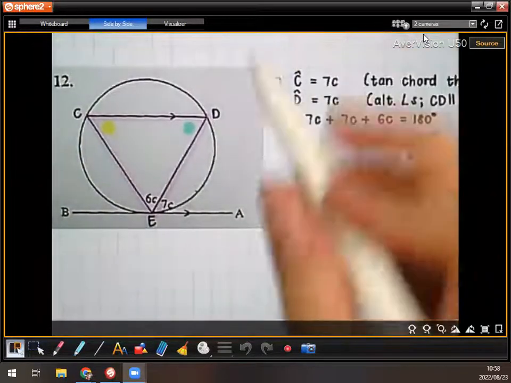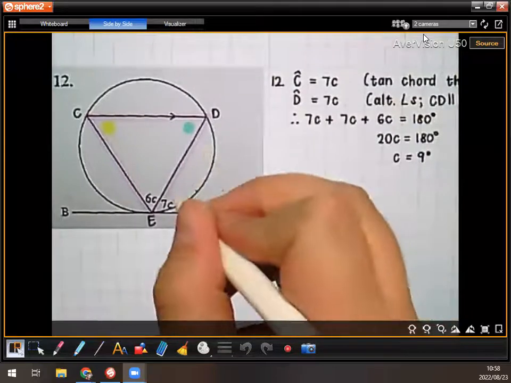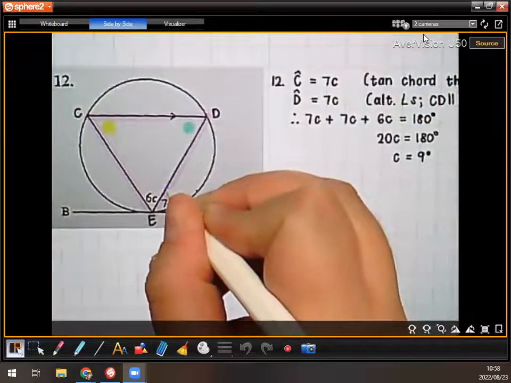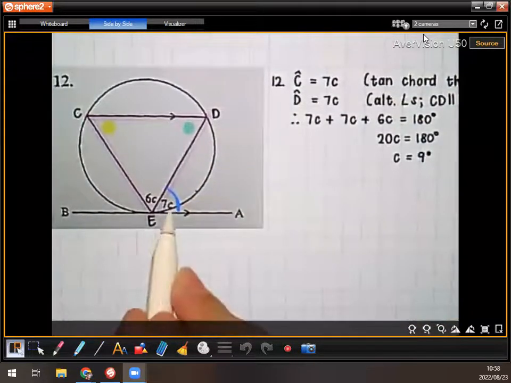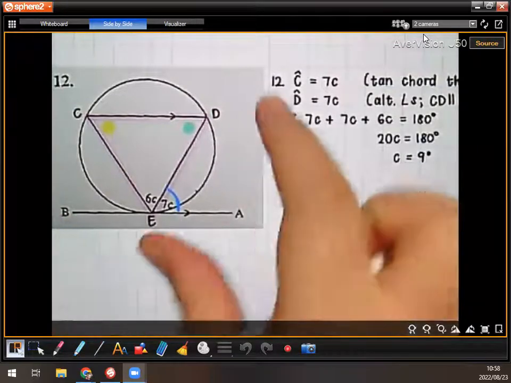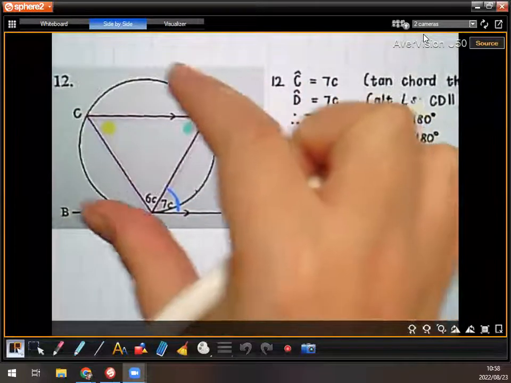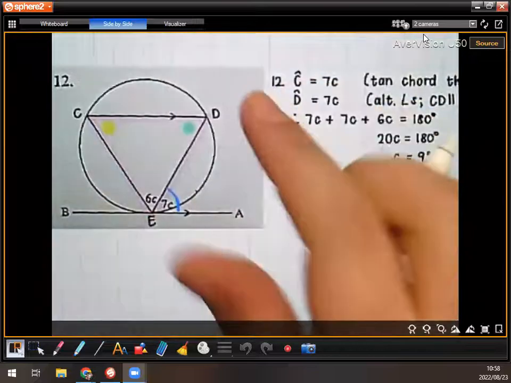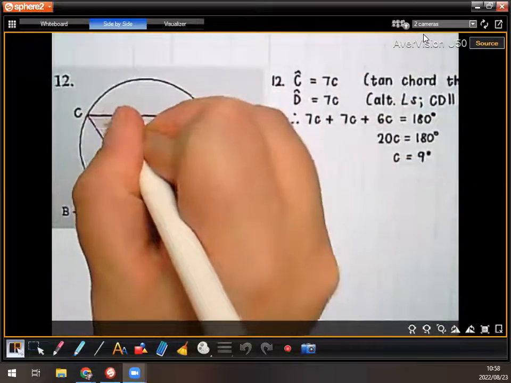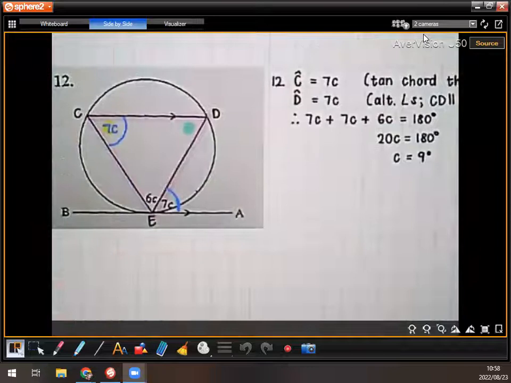Okay, so first I said that if we're using the tan-chord theorem, that 7C angle is between the tangent and the chord. And this chord also contains angle C, right? So that angle is 7C because of tan-chord here. Yes?